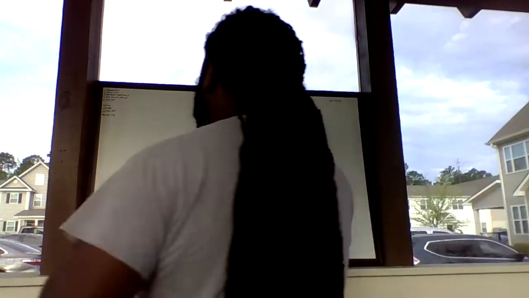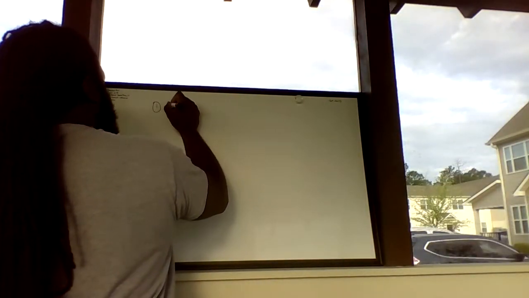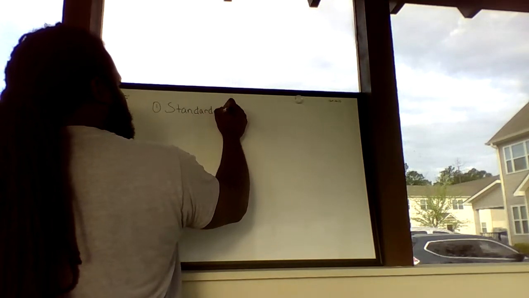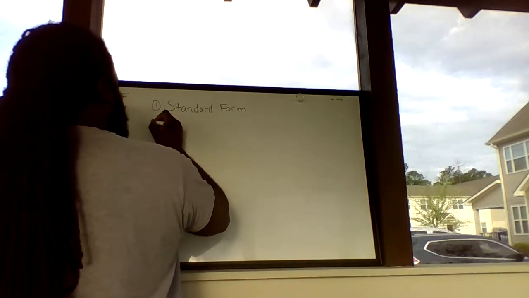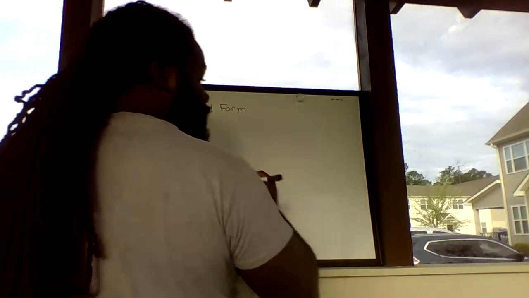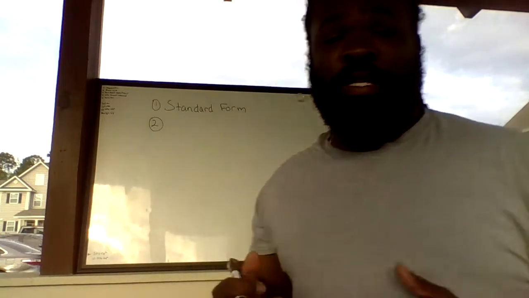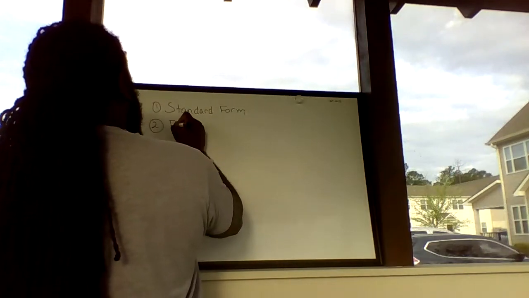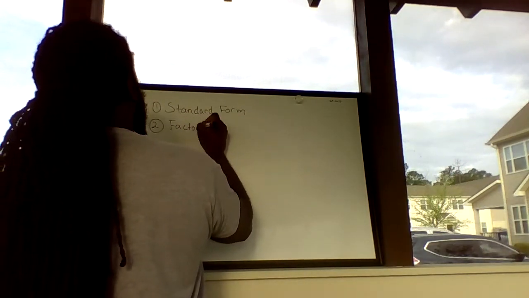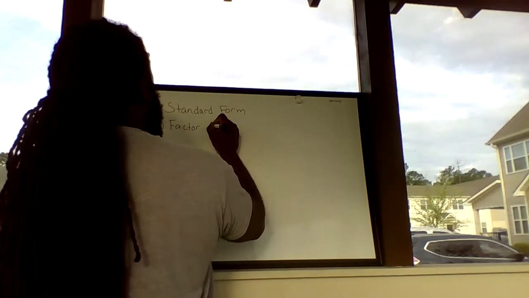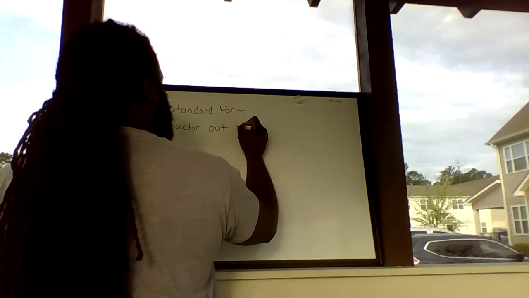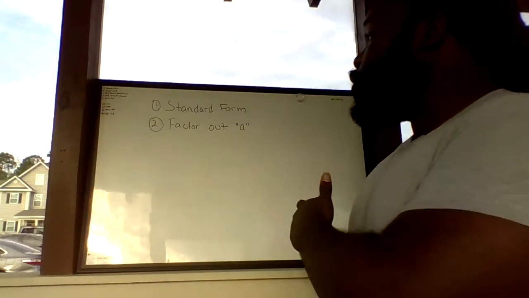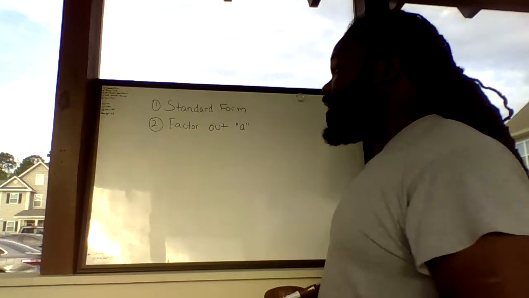The first thing we need to do, right, step 1, we need to write it in standard form. We want to make sure that our quadratic is in standard form. So that would be step 1. Step 2 is we want to factor out our A. Because remember, before we were working on these when my A value is 1. Now we're working on this where my A value is not 1. So the first thing we want to do is, after we put it in standard form, we want to factor out our A.